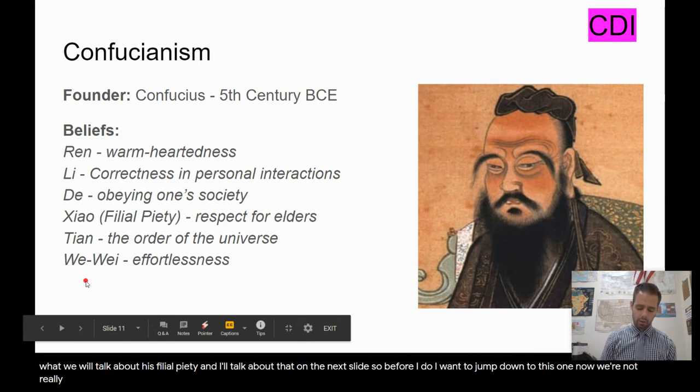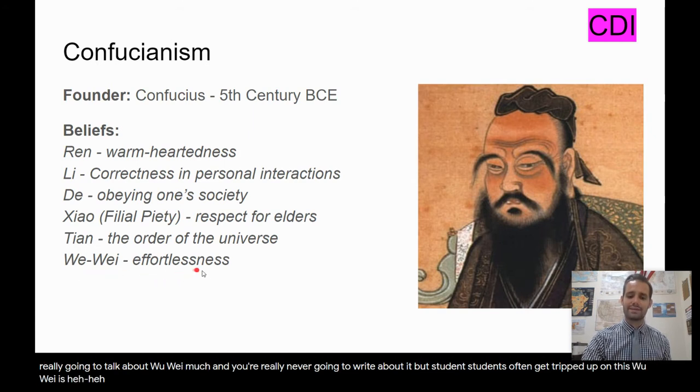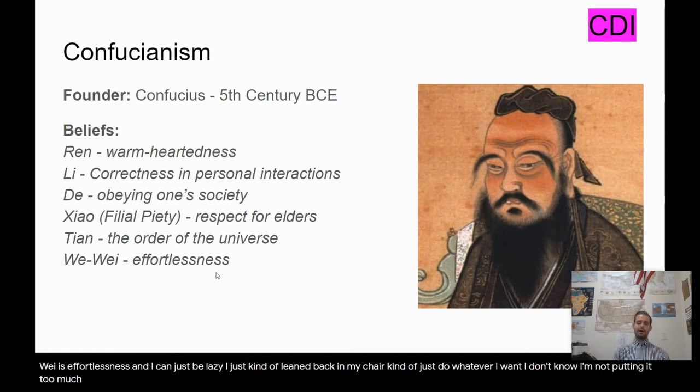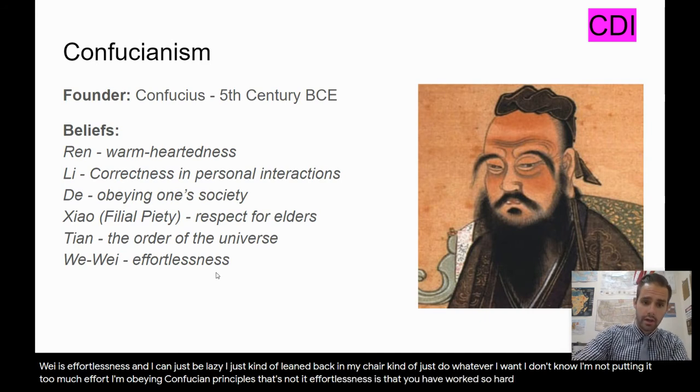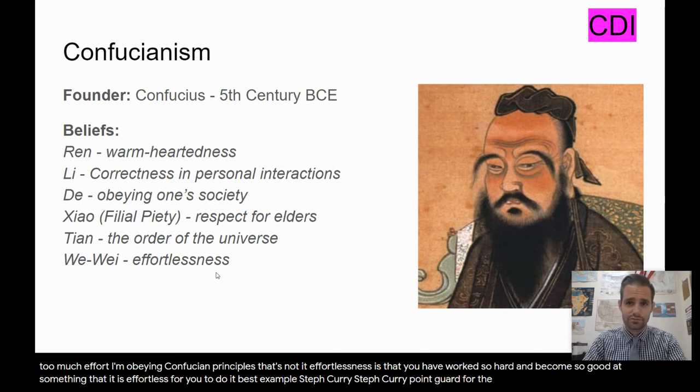Now, we're not really going to talk about Wu Wei much, and you're really never going to write about it, but students often get tripped up on this. Wu Wei is effortlessness. So students see that and they think, so what? I can just be lazy? I can just kind of lean back in my chair, do whatever I want? I'm not putting in too much effort. I'm obeying Confucian principles. That's not it. Effortlessness is that you have worked so hard and become so good at something that it is effortless for you to do it. Best example, Steph Curry. Steph Curry, point guard for the Golden State Warriors, shooting guard, whatever.